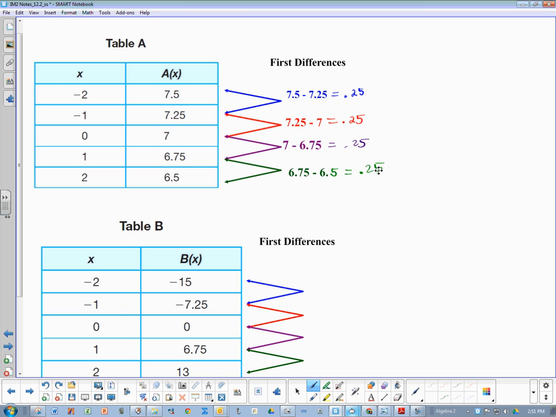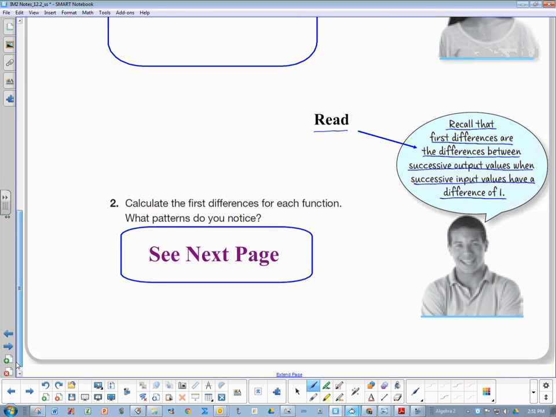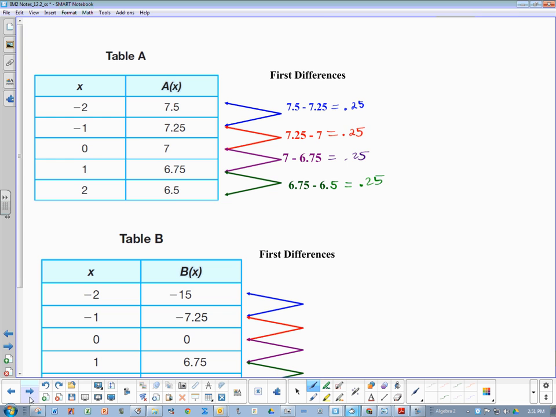Now, that statement from the last page, let's read that again. Look at this statement. In order to find these first differences, they have to be from successive output values when the successive input values have a difference of 1. What do they mean? Look at this. Do we agree that all of these are 1 apart? Yeah. So you can even count them out. So negative 2 and then negative 1, 0, 1, and 2. They are 1 apart. The only way you can figure out first differences is if your input values, your x values here, are 1 apart.